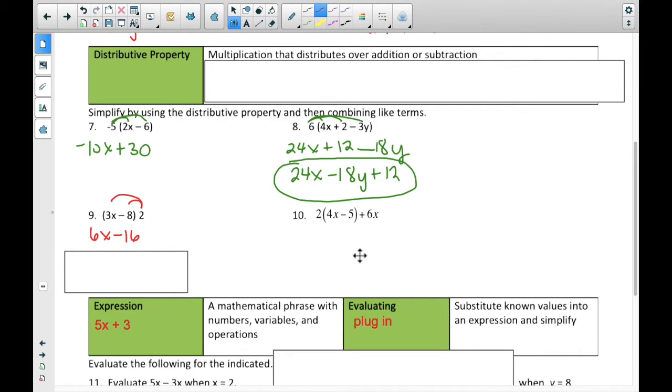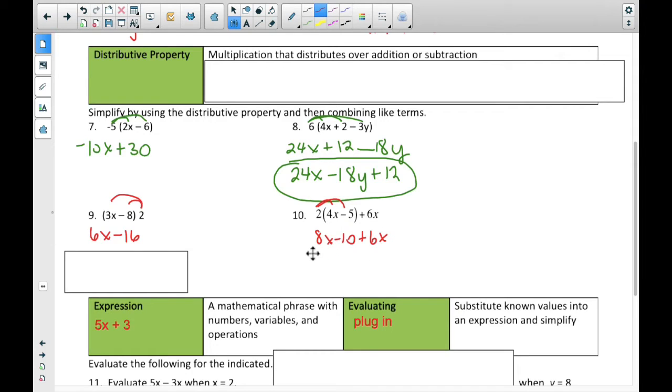Number 10, the thing that's different on number 10 is there's this 6x that's outside all by itself. You need to keep it outside, okay? This parentheses means you're going to take this 2 and multiply it by those 2 items, but not by this one, okay? So we're going to get an 8x minus 10x plus 6x. We don't change that 6x at all.